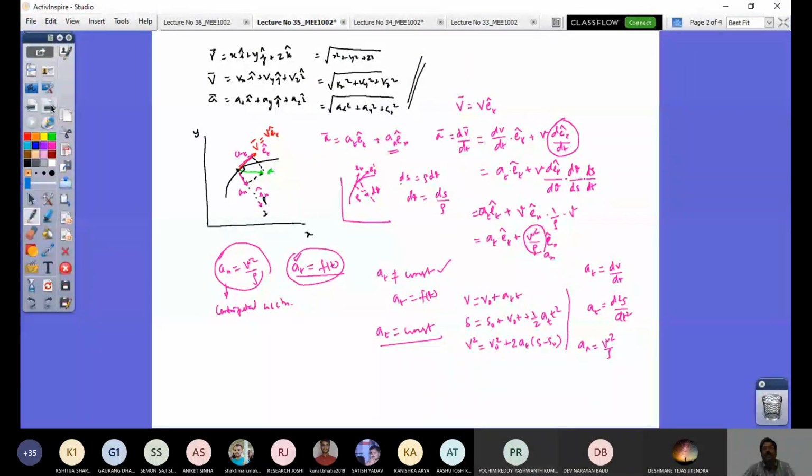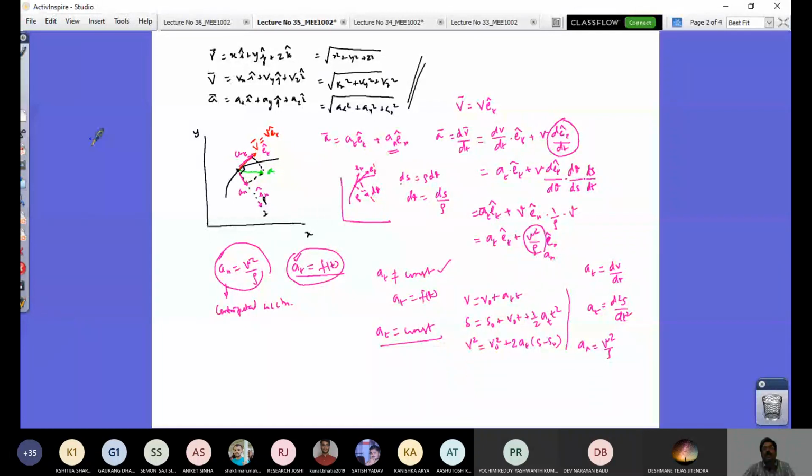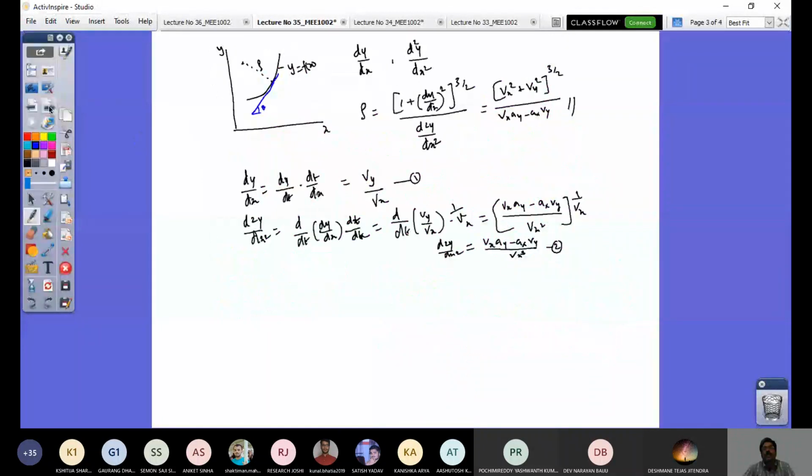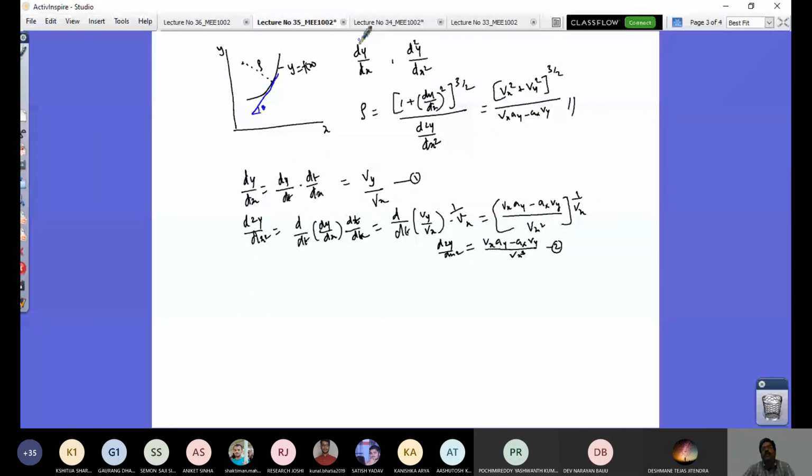Further, we looked at the relationship of the radius of curvature. If I know the equation of the path, or the motion parameters, velocity vector and acceleration vector, at any position x comma y I would be able to find the radius of curvature. That's what we saw, and we ended the lecture with this in the last lecture. Today I'm going to take up some problems to confirm this curvilinear motion.